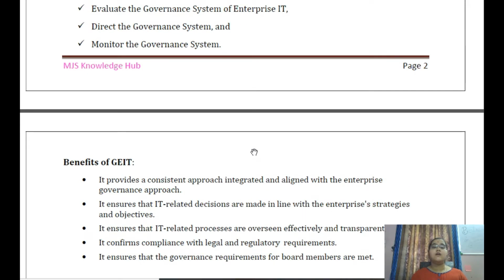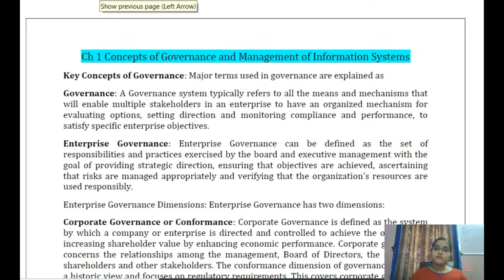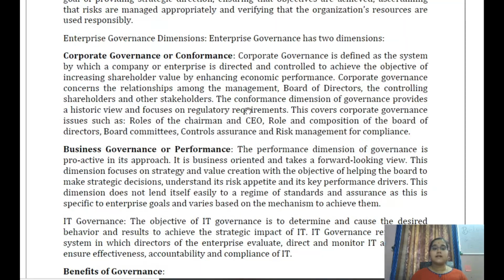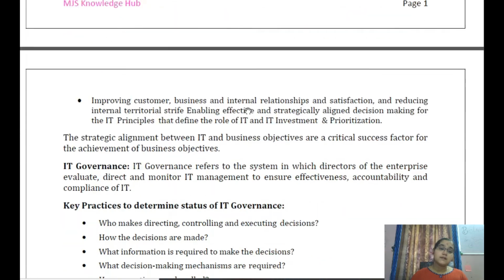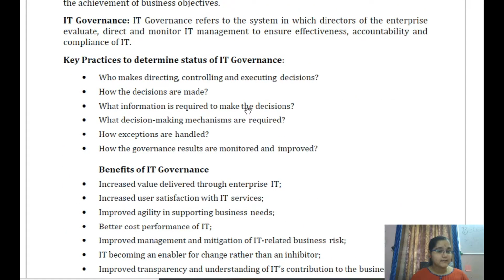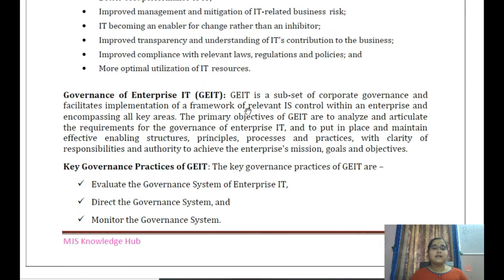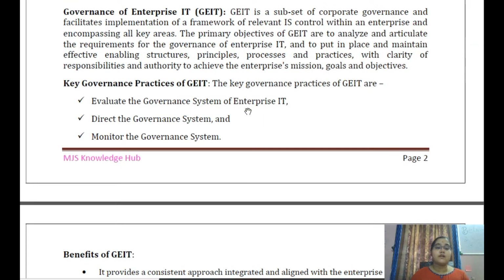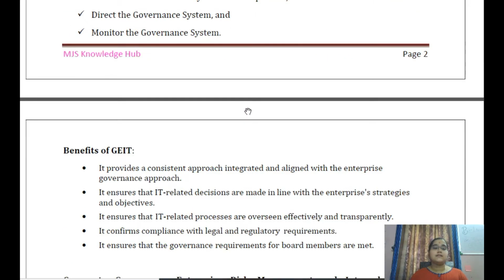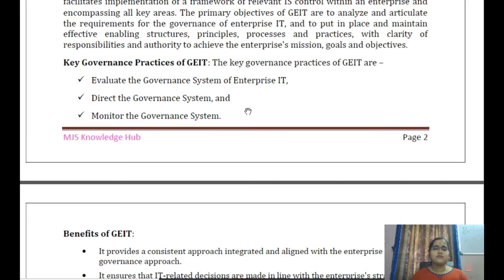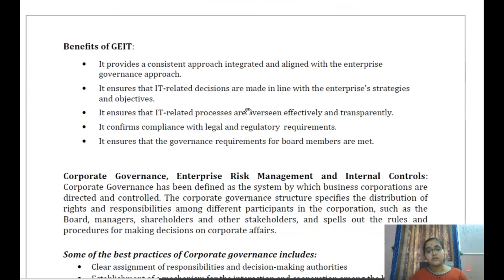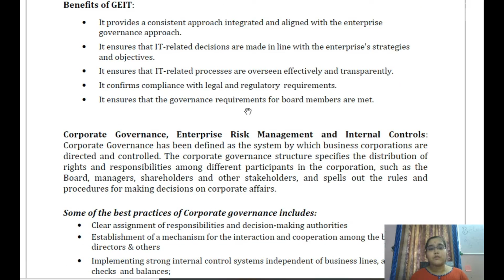So today we have seen what is meant by governance. What is meant by enterprise governance? It has two categories: corporate governance and conformance, and business governance and performance. Now, what are the benefits of governance? And what is meant by IT governance? What are the key practices of IT governance? And what are the benefits of IT governance? And then we have seen governance of enterprise IT. What are the key governance practices of enterprise IT? And what are the benefits of GEIT? So this is part 1 of chapter number 1.